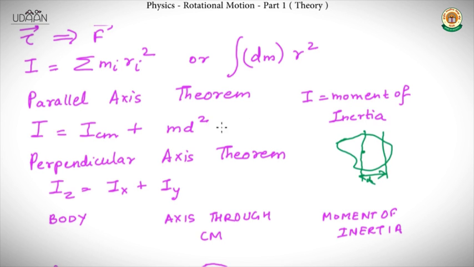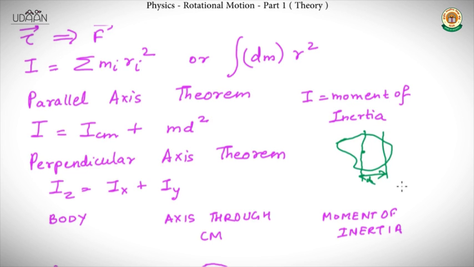The parallel axis theorem says that the moment of inertia of a body about any axis is equal to its moment of inertia about the center of mass plus its mass times the square of the distance of the axis from the axis passing through the center of mass. There can be a number of axes possible through the center of mass, but we take the parallel one, because the theorem itself is named the parallel axis theorem. You might need a perpendicular axis sometimes, so for that we have the perpendicular axis theorem. But we need to remember a very important point over here.